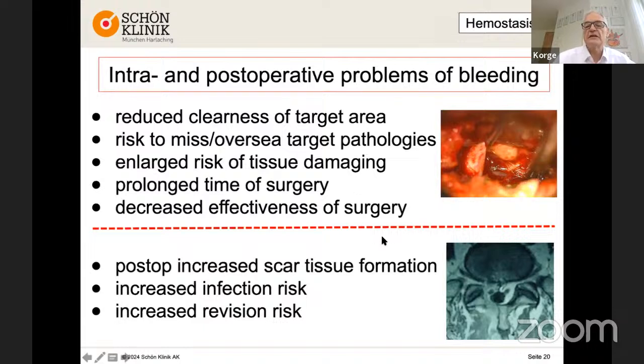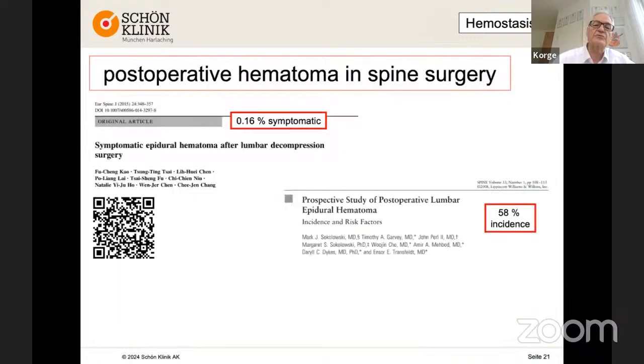Post-op, as you see here, you have an increased scar tissue formation. It means also increased infection risk, increased revision risk as well. Epidural hematomas are more frequent than expected. There's a study from Sokolovsky, and he put a series of, I think, 100 cases, without symptoms or with symptoms, in an MRI, and he could show that 58% of the patients have an epidural hematoma. It must not make symptoms, but it can make symptoms.